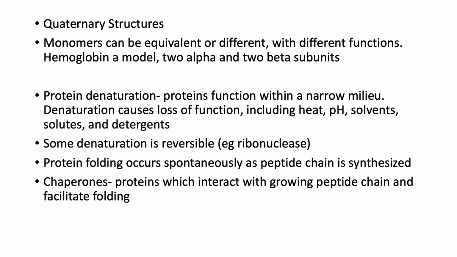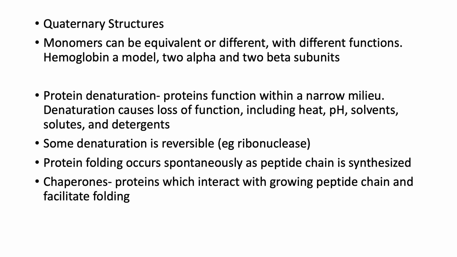Quaternary structures, monomers can be equivalent or different. Lactic acid dehydrogenase, for example, has two different units. Hemoglobin has four subunits, all equivalent. Those are examples. Hemoglobin has two alpha and two beta subunits, I should say.